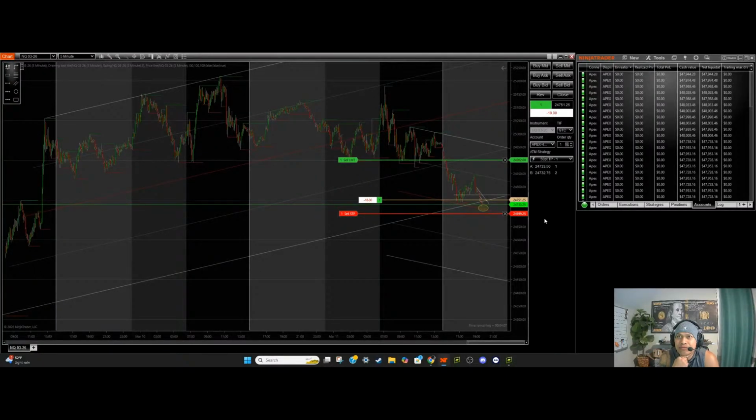How does Apex really work? Apex, well, they have two different accounts. They have the end of day drawdown, which is static. So at the end of the day, whatever your P&L, or you hit your max loss limit, which is on the 50k accounts.